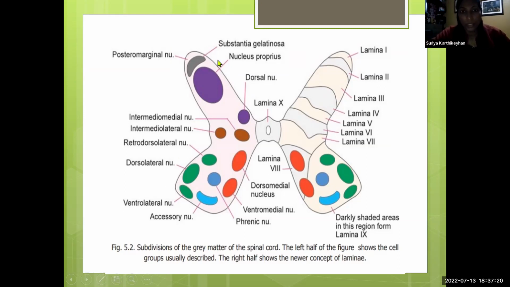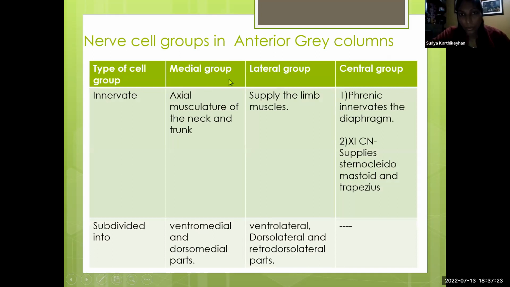So the nerve cell groups in the anterior gray column can be divided into medial group, lateral group, and then central group. Again, the medial group itself will be divided into ventromedial and dorsomedial. The lateral group is divided into three subdivisions: ventrolateral, dorsolateral, and retrodorsolateral parts. I told you about the functions. The medial group controls the neck and trunk muscles, whereas the lateral group supplies the limb muscles. And then in the central group, the phrenic nerve innervates the diaphragm, whereas the accessory part of the 11th cranial nerve supplies the sternocleidomastoid and the trapezius.